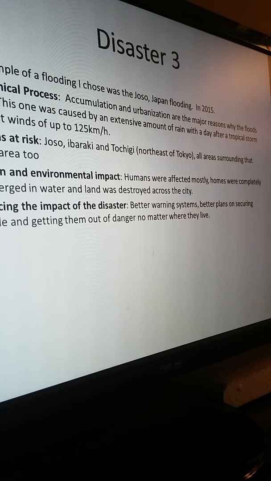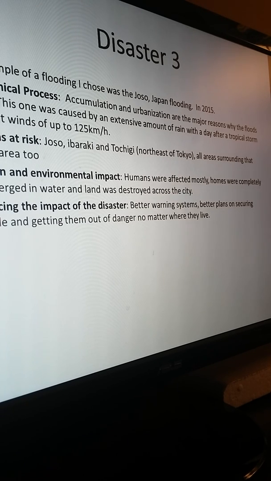All areas surrounding those areas too. Human environmental impacts: humans were affected mostly. Homes were completely submerged in water, and land was destroyed across the city. How you could reduce the impact of this disaster would be a better warning system, better plans in securing people and getting them out of the danger, no matter where they live.